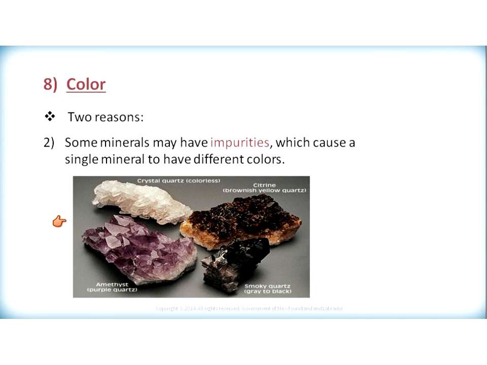In this case, we see crystal quartz, which is clear. We see amethyst quartz, which is a purple color. We see citrine quartz, which is a yellowish brownish color. And we see smoky quartz, which is gray to black in color. But all 4 minerals, even though they appear different colors, are all the same mineral. So this is why color is not a good property to identify minerals.